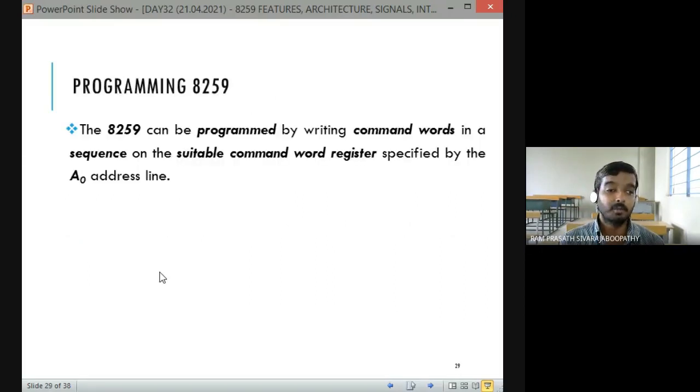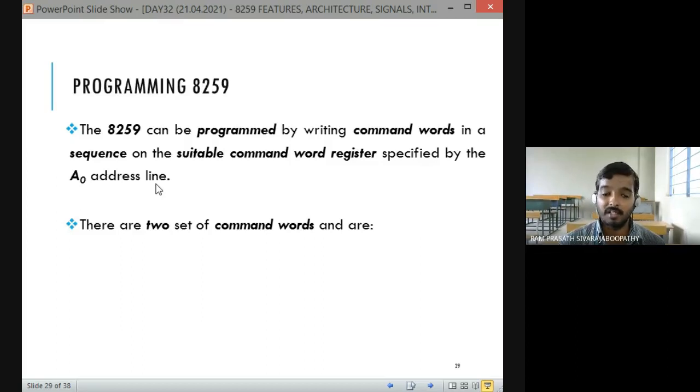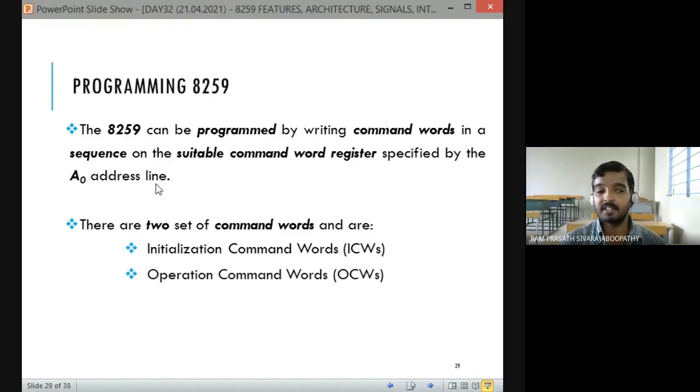Then coming to programming. The 8259 can be programmed in a sequence, using a suitable command word register specified by the A0 address line. So the A0 line will decide which type of command word we are giving. If it is 1, one set of command words; if it is 0, the other set. There are two sets of command words. One is the initialization command word, the other is the operation command word.